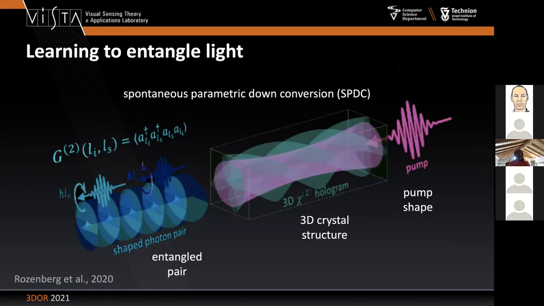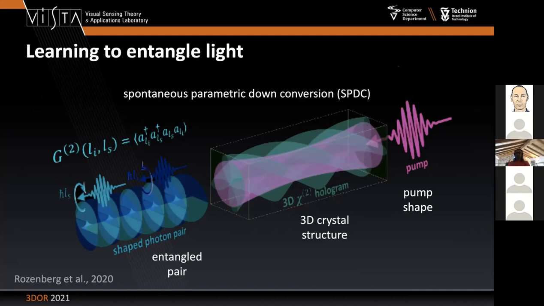And of course, there are many uses for precisely engineered entangled light in quantum communication and quantum computing. The way it is typically done is by illuminating a crystal that creates a hologram with some particular pump light source, and then the entanglement is created by a process called spontaneous parametric down conversion, SPDC. So higher frequency, higher energy photons create entangled pairs of lower frequency.